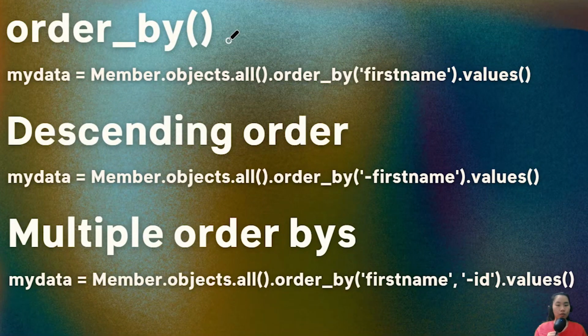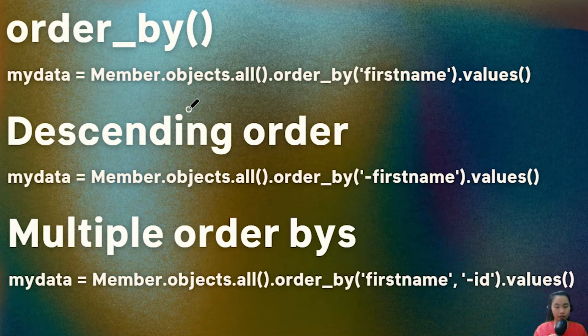Okay, we have three things and we're going to learn all three today. We have the method order by in the views.py file: my data, member objects all, ordered by first name, and then values. What this does essentially is that it takes all of the first names within our member model and orders them, ascending by default, alphabetically, depending on what first names there are.